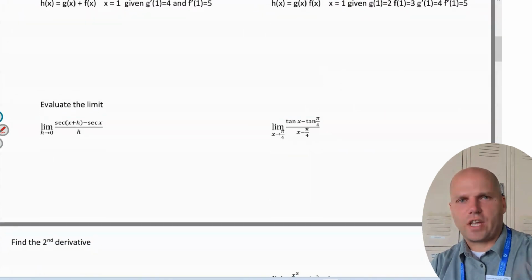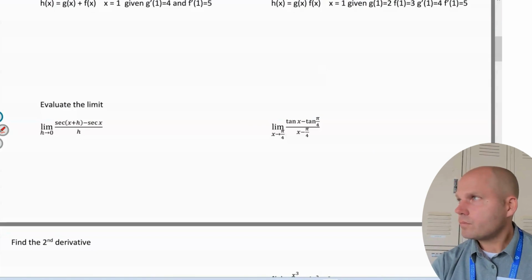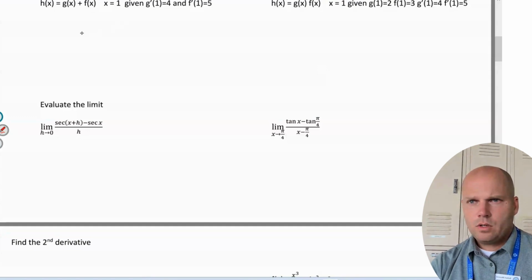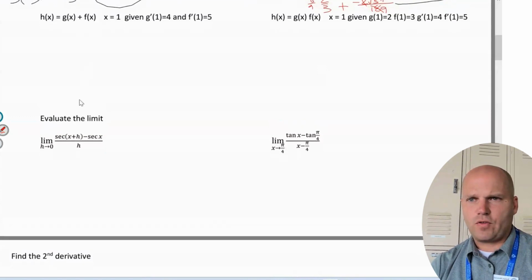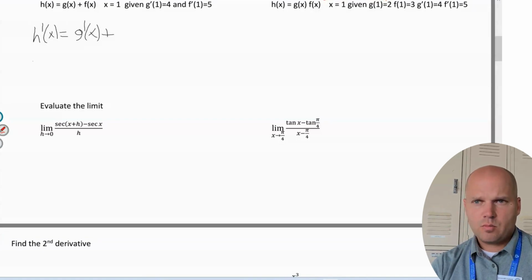The next two are just like preparations for derivative rules, notational derivatives. I want to find the slope of h at x equals 1. The slope of h will be, okay, the slopes of g plus the slopes of f. The slopes of h at 1 will be the slopes of g at 1, which is 4. Slopes of f at 1 are 5. So I get the answer 9.